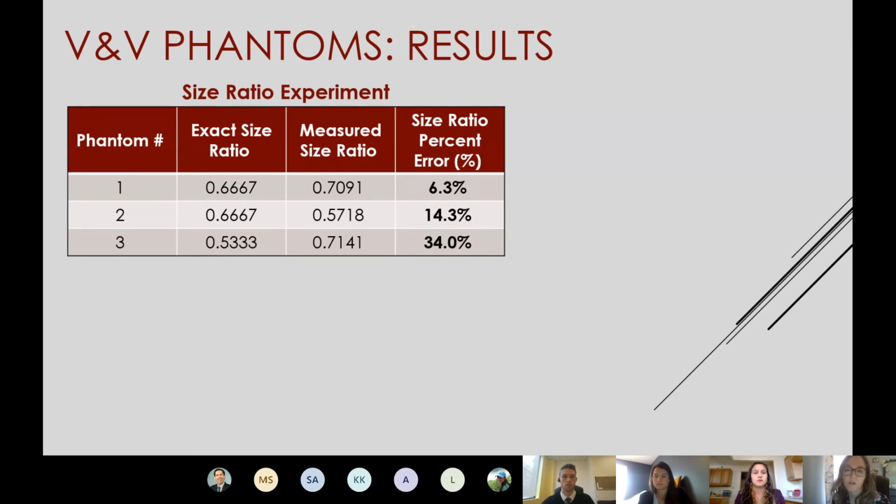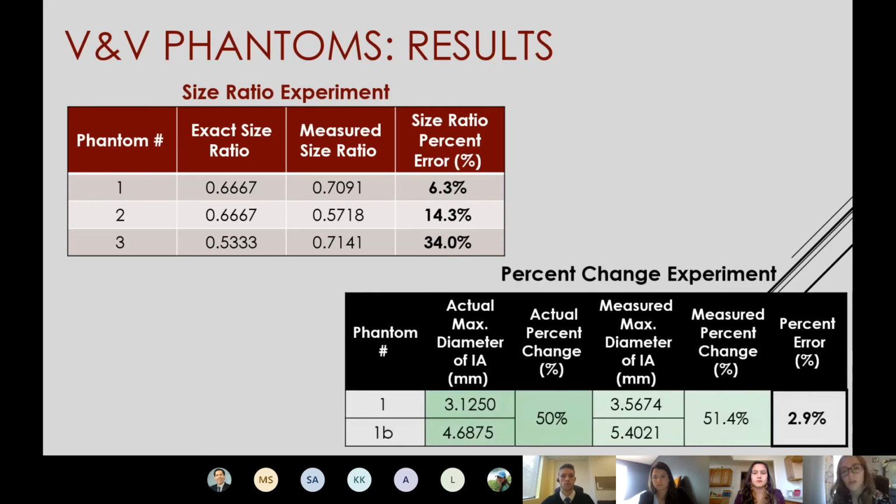We found the percent error between the measured and the exact values, which were shown here, between 6 and 34%. Our ideal and marginal value was just to have this percent error be as minimal as possible, so this experiment was a pass. The last experiment that we used the phantoms for was for looking at the percent error of the percent change. So we used Phantom 1, first ran it through our code and recorded that measured max diameter of the aneurysm.